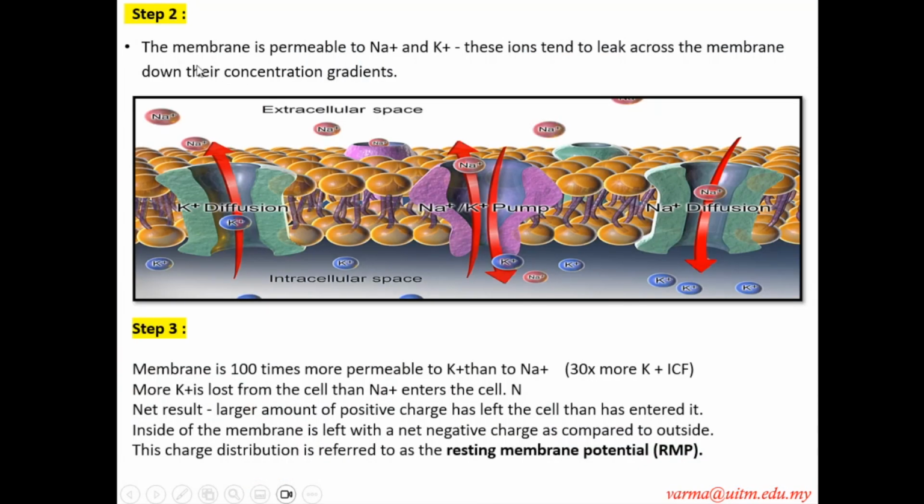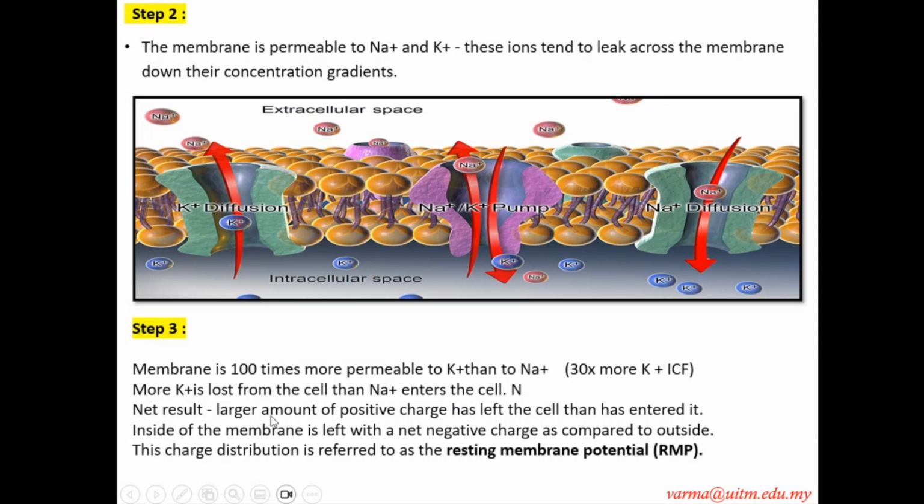So step 2, the membrane is permeable to sodium and potassium ions. These ions tend to leak across the membrane down their concentration gradient. Just now, we already concentrated sodium at one part and potassium at another part. So now they will go down across the membrane, down the concentration gradient. The membrane is 100 times more permeable to potassium than to sodium because of the higher concentration gradient of potassium. More K plus is lost from the cell than sodium enters the cell.